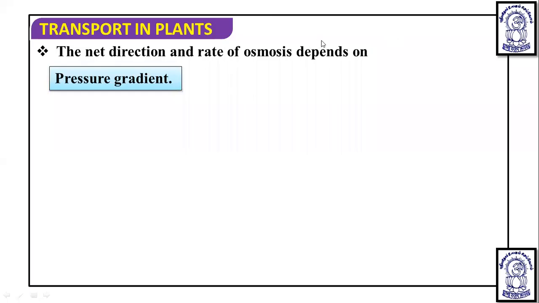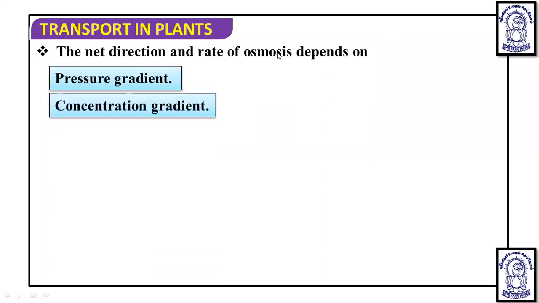So the net direction and rate of osmosis depend on the pressure gradient. Obviously, if there is movement from high pressure to lower pressure, the movement of water molecules will take place. Then there is also the concentration gradient. If the solvent concentration is higher on one side and lower on the other, the greater the difference, the greater the gradient, and the direction will follow the gradient.